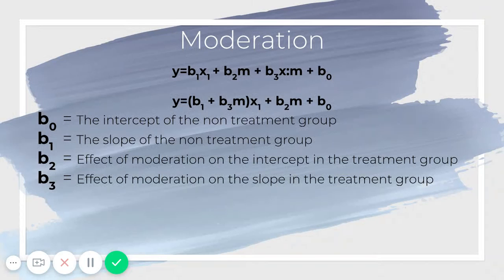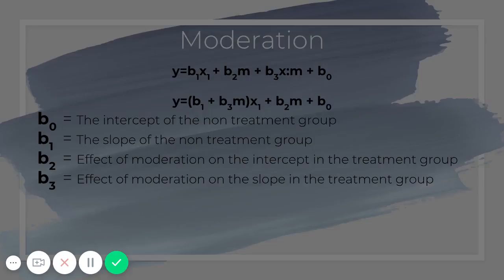B naught is simply the intercept of the non-treatment or base group, or whatever group happens to be at the start, and I'll explain that later on. B1 is the slope of that same group, and then B2 and B3 are the intercept and the slope of the treatment group, and how they are different from the non-treatment group that we used for B0 and B1.